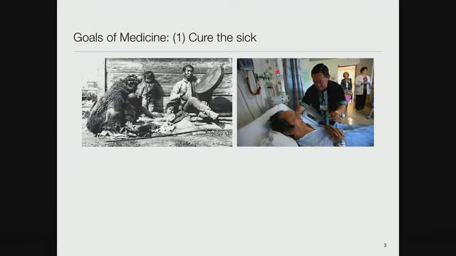On the right is a modern shaman practicing at one of the New York area hospitals. And so there are traditional cultures in which that sort of hands-on interaction with the healer is considered a very important part of the practice of medicine.